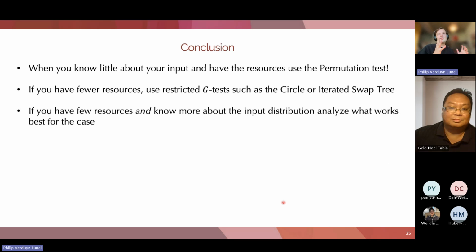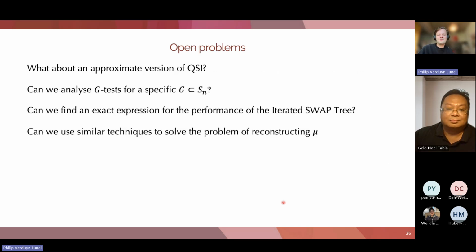And then if you know a little bit more about your input, like you know the order, but you don't have many resources because you cannot do the permutation test, then you need to very carefully analyze, and there might be some optimal group that generates all the permutations that are possible in your input distribution. For example, if there's just one orthogonal state, this circle test is optimal, but if you have more of them, then there might be some better group for you. And you have to analyze what works in that case. But if you have the possibility, just always do the permutation test. That's the conclusion I would give you.